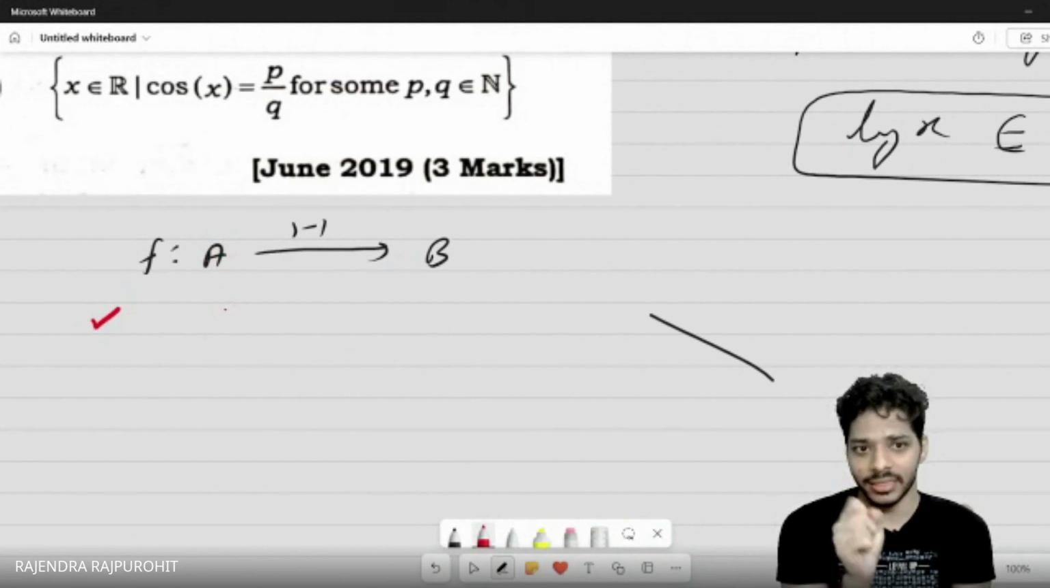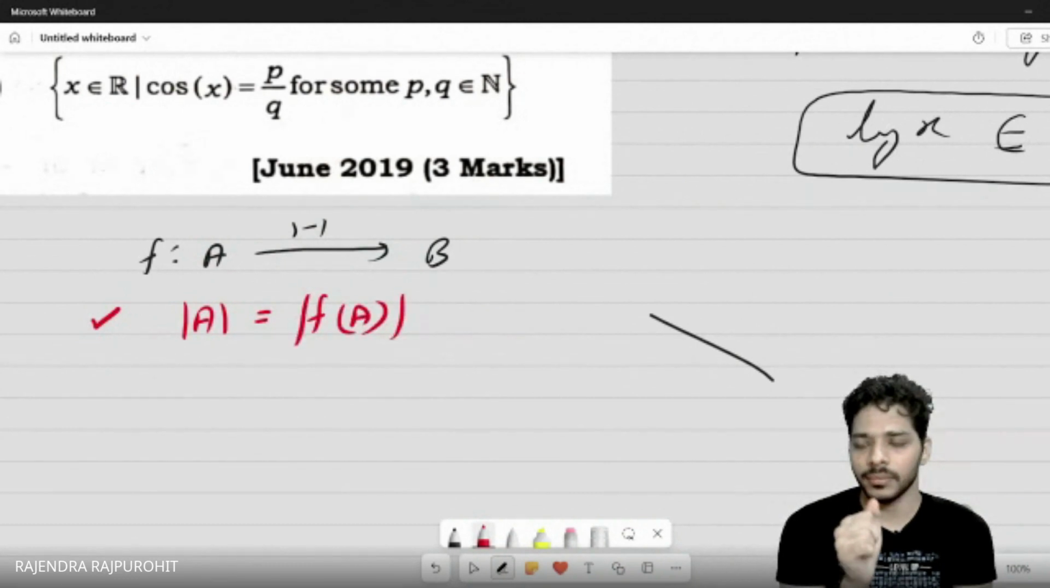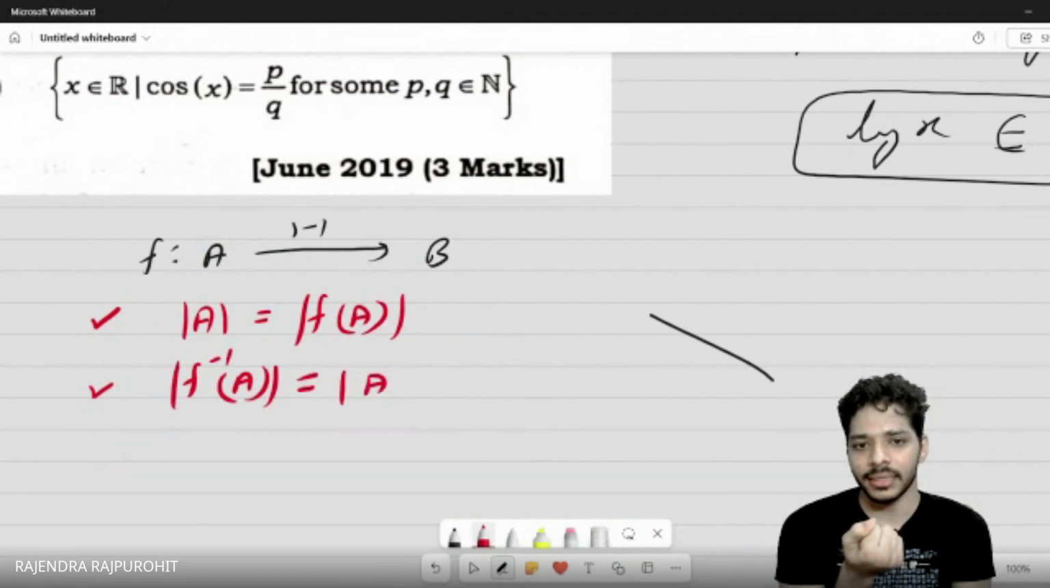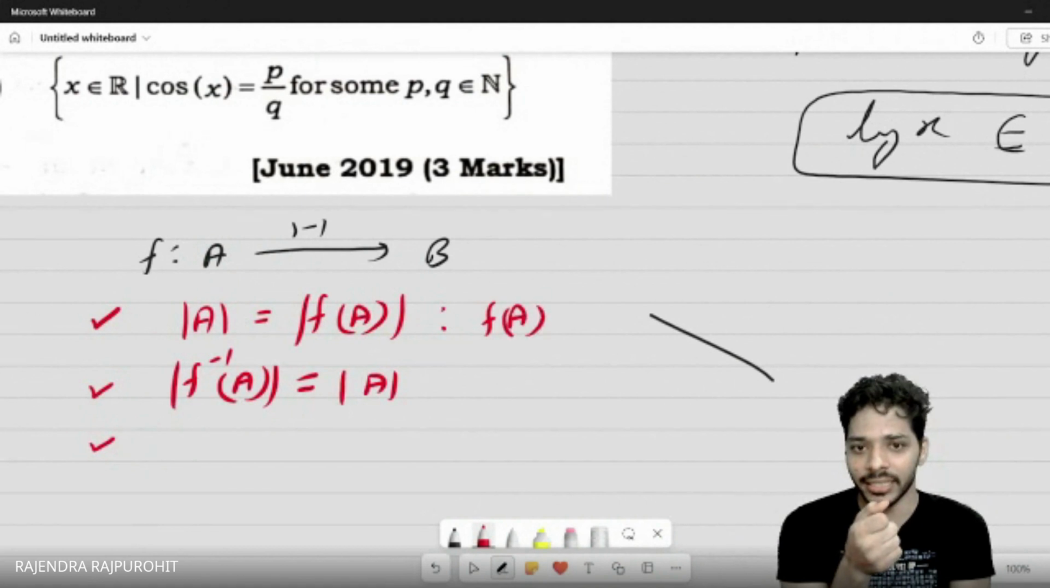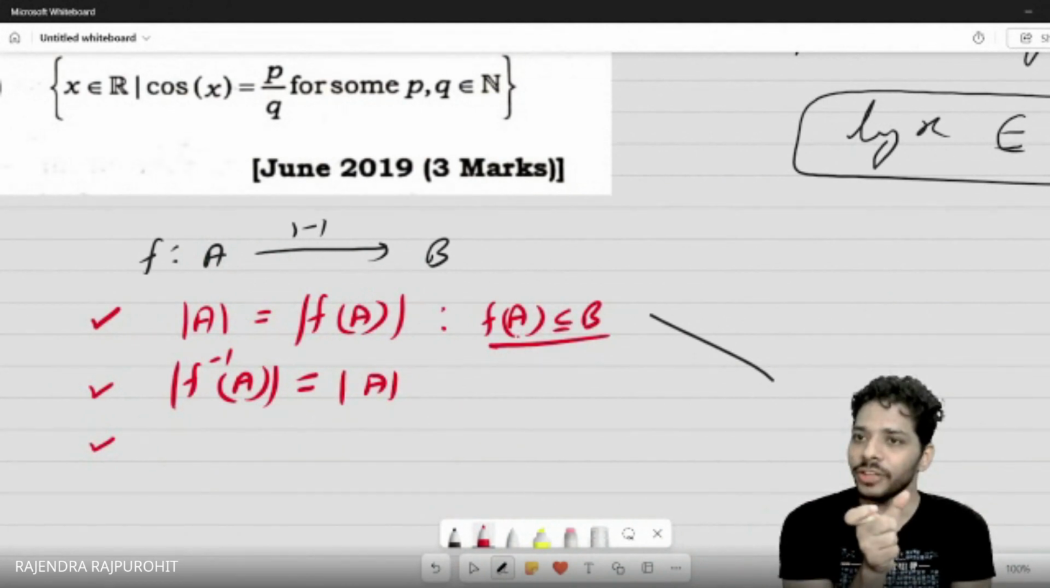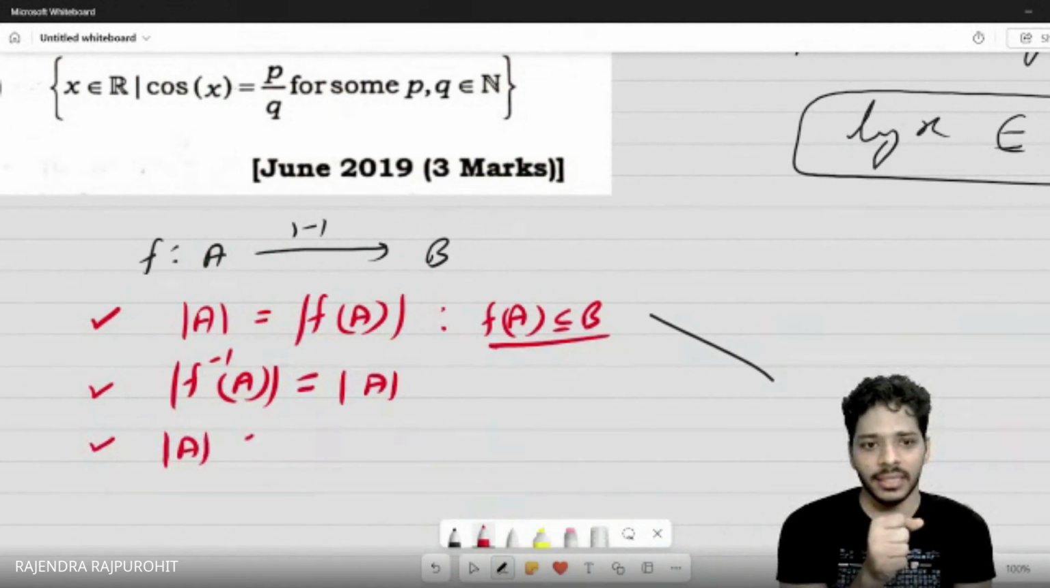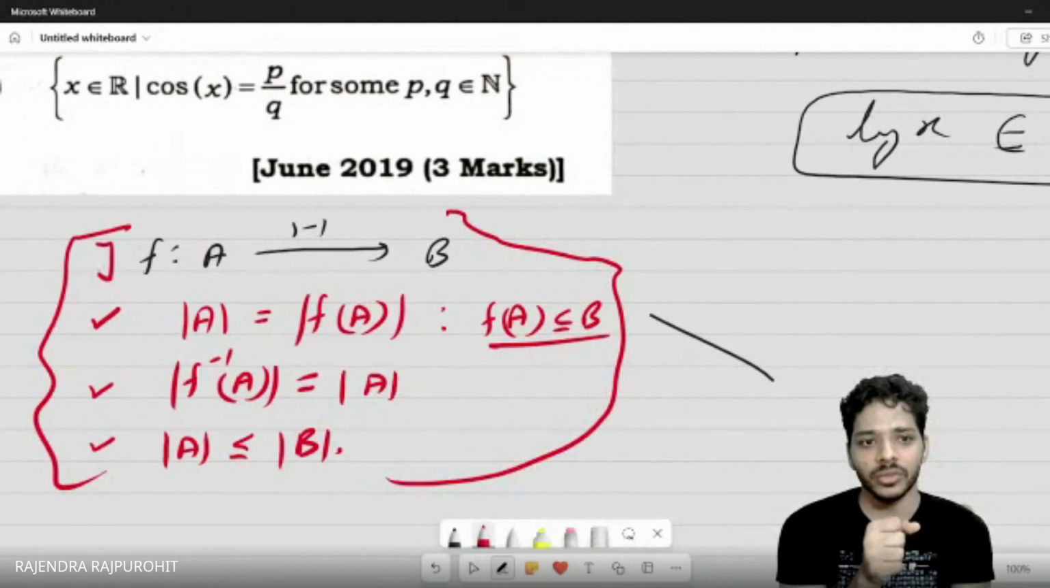This implies that A and f(A) have the same cardinality. Second, you can easily claim that f inverse of A has the same cardinality as A, because the map is 1-1. So these results you can apply. And the final one: cardinality of A is the same as f(A), and f(A) is contained in B. That means the cardinality of B will be at least the cardinality of f(A). That means cardinality of A is less than or equal to cardinality of B. These are the results about a 1-1 map. If you have a 1-1 map from one set to another set, you can easily imply these results.